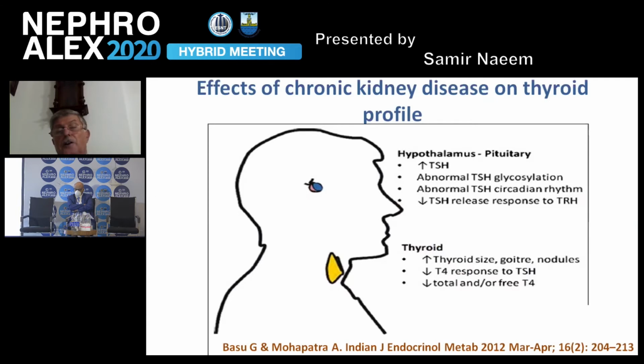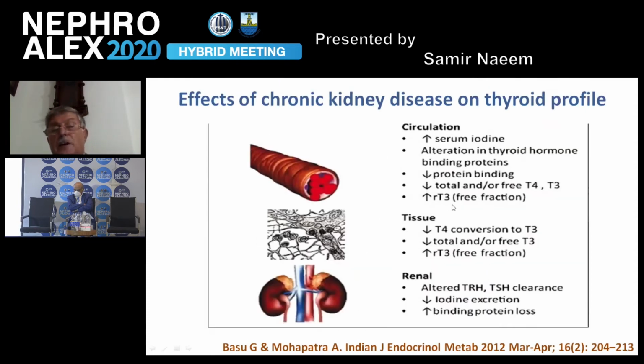But the effect of chronic kidney disease on the thyroid profile can be summarized in this cartoon. We find the hypothalamus, there is increased TSH in this patient with abnormal TSH structure, in addition to diminished TSH response to the hypothalamic hormone TRH. While in the thyroid, there is an increase in the size of the thyroid in patients with chronic kidney disease. You can get nodules. We have done a lot of research on this point. And there is diminution of T4 response to TSH. So by the end of the day, you get low free and total T4 synthesis in the thyroid in patients with CKD.